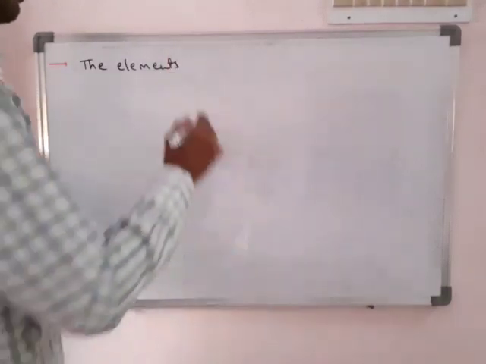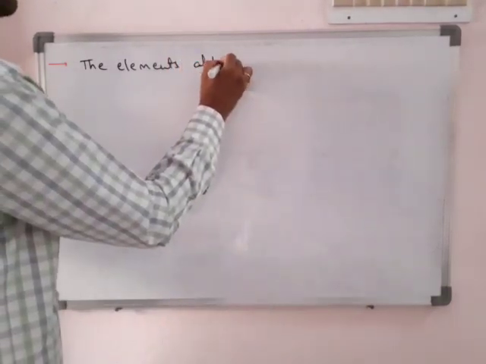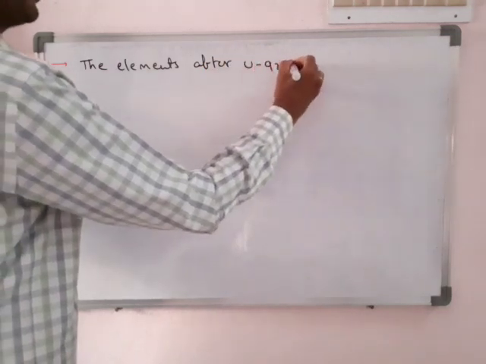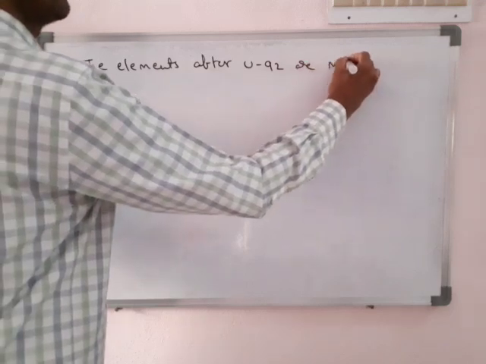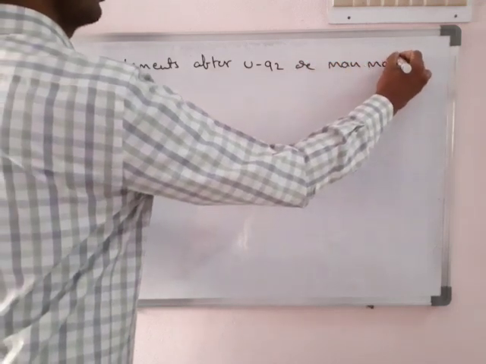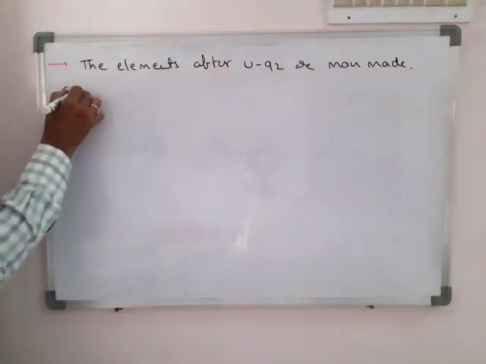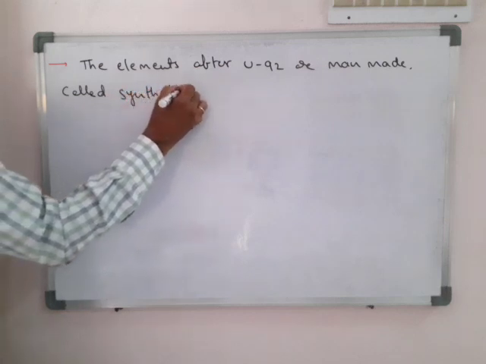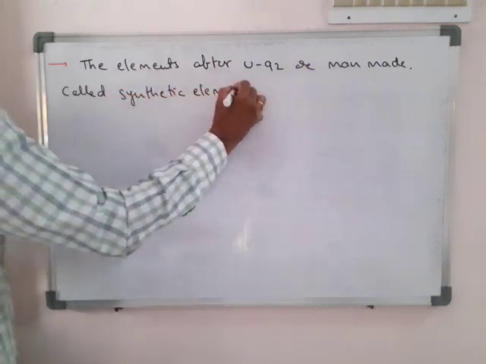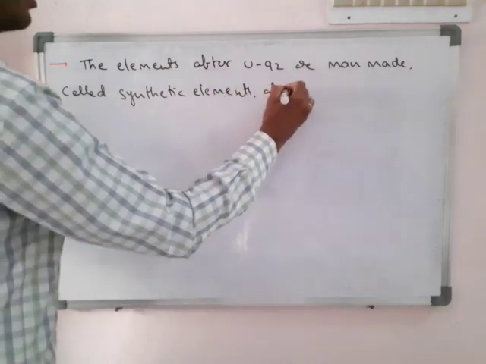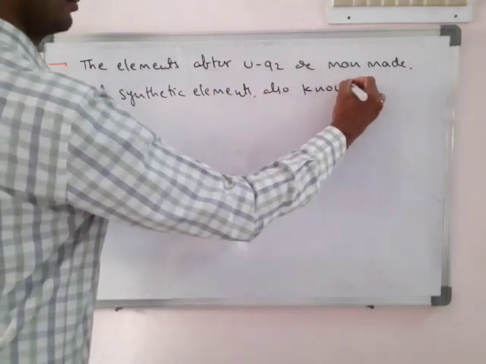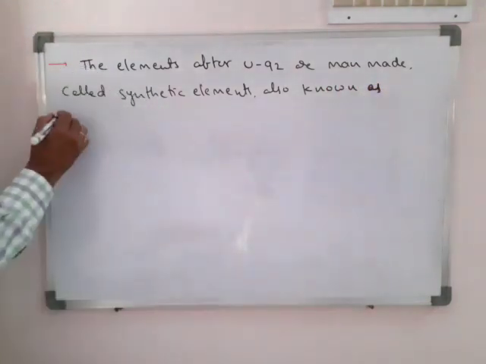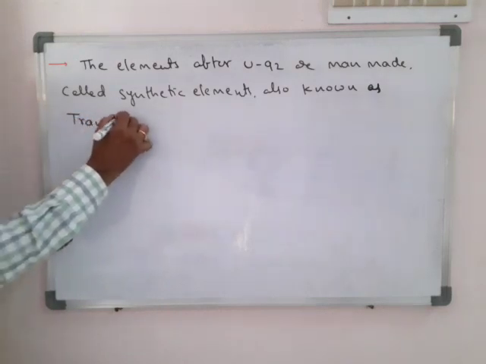So in actinides, the elements after U, which means uranium 92, are man-made, called synthetic elements. Synthetic elements are also known as transuranic elements.